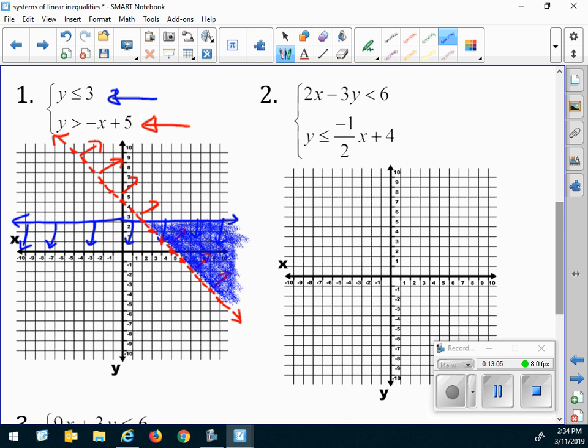All right, let's try this one. What about the top equation? What are we going to do to that? I've got to make it say y equals. Good. So how am I going to make that say y equals? Subtract 2x. And divide by negative 3. Good, which means you've got to change your sign.